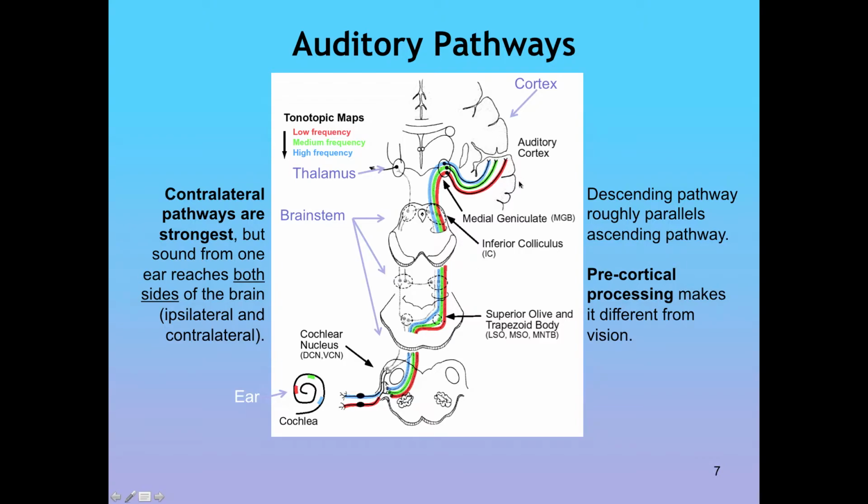But what should be pointed out is that we do have both ipsilateral and contralateral processing. So sound that reaches one ear goes to both parts of the brain. So don't be confused by this diagram. It's true that the contralateral processing is stronger, so information that reaches my right ear is processed more strongly in the left hemisphere, but it does get to both parts of the brain.